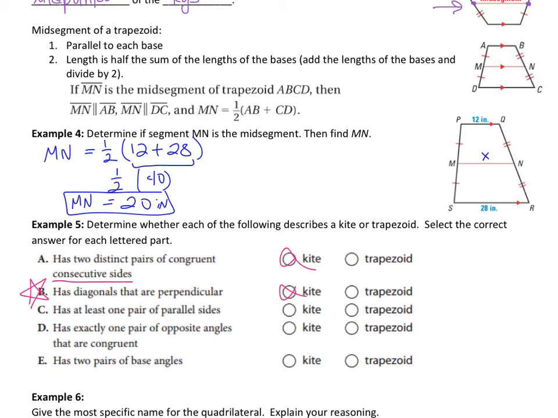The only one that has diagonals that are perpendicular is the kite again. Letter C, which one has at least one pair of parallel sides? Now notice it doesn't have to be opposite parallel sides, but in this case it is, and it is the trapezoid because the kite does not have any parallel sides. Letter D has exactly one pair of opposite angles that are congruent, and that would be your kite. Letter E, it has two pairs of base angles, and the only one even that mentions base angles is the trapezoid.